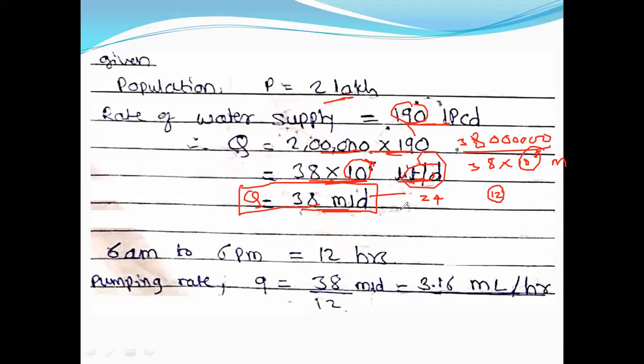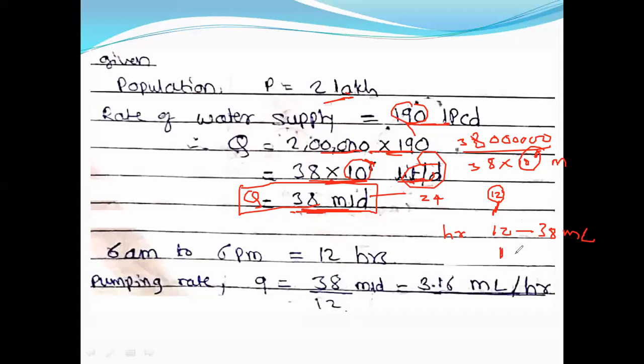जर पूर्ण दिवसामध्ये एवढा त्या ठिकाणी डिमांड आहे and that demand is fulfilled by pumping for the 12 hours, 12 तास आपण फक्त पंपिंग करणार आहोत. Then per hour what will be the rate of pumping? In 12 hours if we are providing 38 million liters of water, in 12 hours we are providing 38 million liters of water.